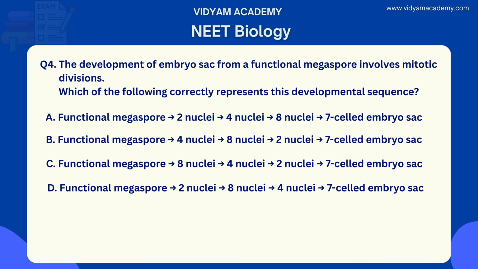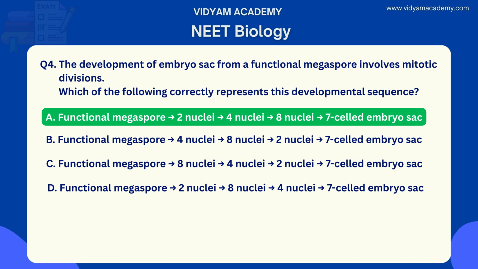Yes, the correct answer is option A. Functional megaspore, 2 nuclei, 4 nuclei, 8 nuclei and 7-celled embryo sac. Why and how? Let's go to the explanation.